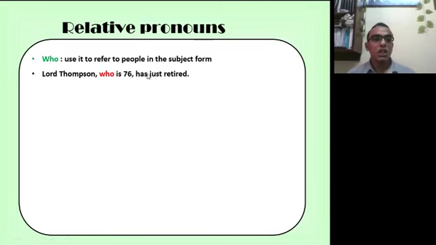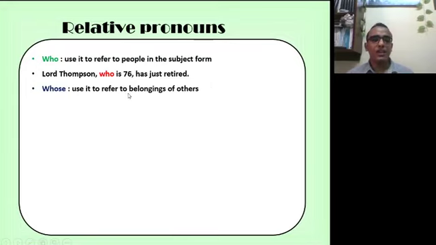For example, Lord Thompson, who is 76, has just retired. Okay, so who is 76 had just retired. So I'm referring to the Lord, okay, in the subject form. So here I'm just referring, okay, to the Lord or to the name here, okay? So we use who to refer to people in the subject form, okay?